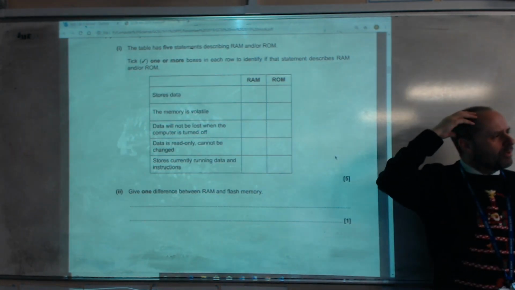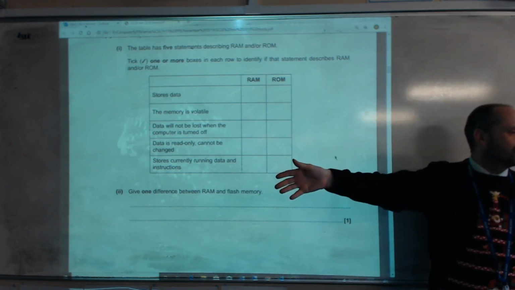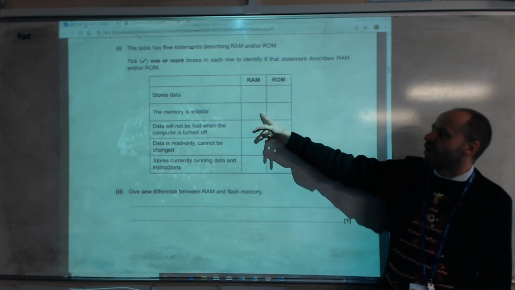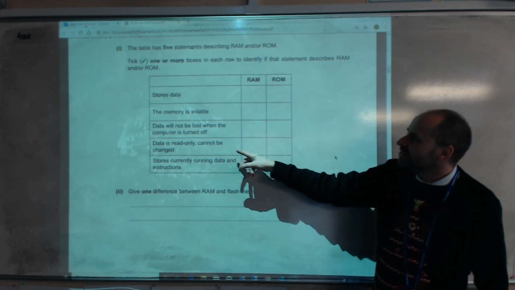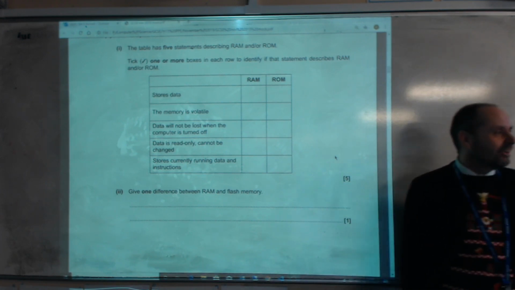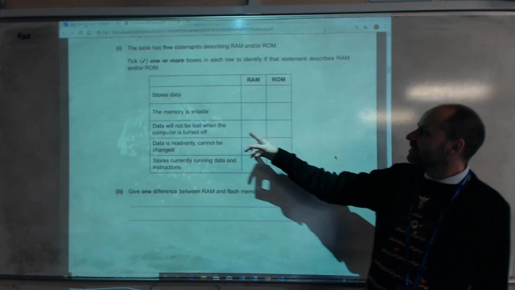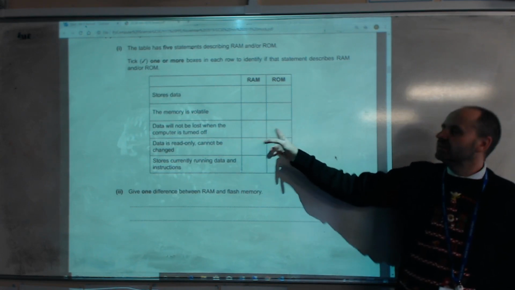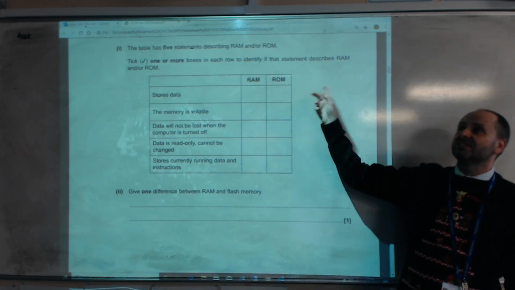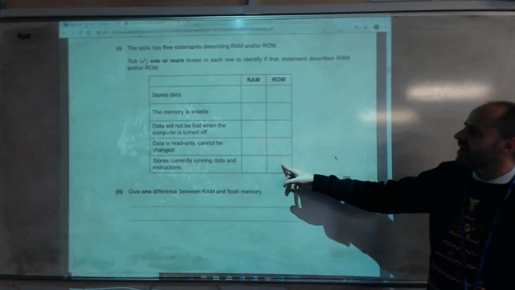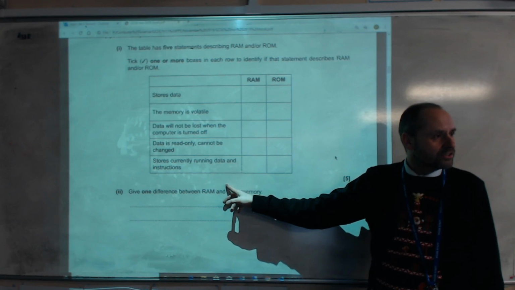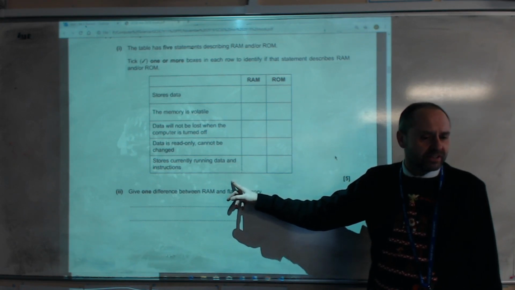That's all we have in memory. Volatile. You've got to remember which way around volatile is. Volatile means we lose data if we don't have power. ROM, no, that remembers, doesn't it? So it can't be that. So RAM is the volatile one. Data will not be lost when the computer is turned off. So they're switching that round. It's the same question, isn't it, but in a different way. So RAM definitely will, so we're going to tick ROM. Read-only cannot be changed. Yes, we're talking about ROM again there. That's what it stands for, read-only. Stores currently running data and instructions. So you just got to make sure that you're reading these carefully.